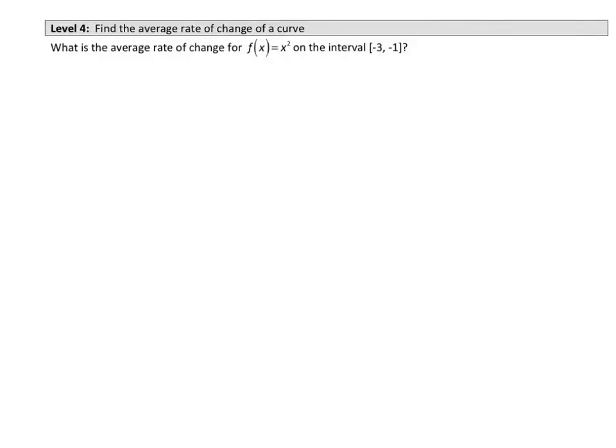In level 4, you'll be finding the average rate of change of a curve. This is a super important level 4 skill that's going to come back all year, and it's very important for calculus. So make sure you learn this one. And I don't think it's incredibly hard as long as you can remember that the average rate of change means slope.